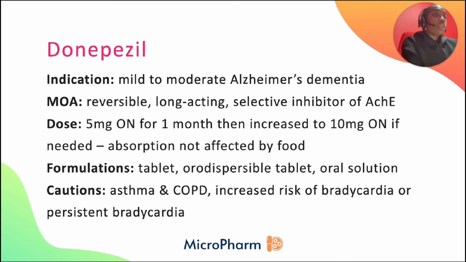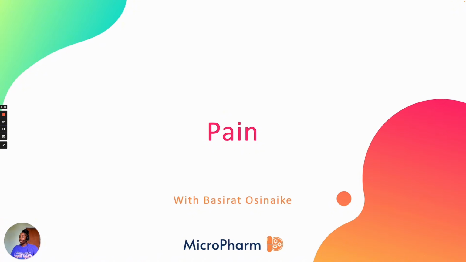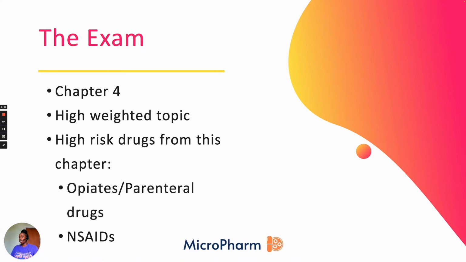So this teaching is on pain, which comes under Chapter 4 in the BNF. The GPhC have highlighted in the framework that Chapter 4 of the BNF, which is the CNS chapter, is a high-weighted topic, which means that it's more likely to feature in the exam. The GPhC have defined high weighting as being 60 to 70% of the questions. The GPhC have also highlighted high-risk drugs, and from this particular topic, this includes opioids and parenteral drugs, as opioids can be given parenterally, and NSAIDs.